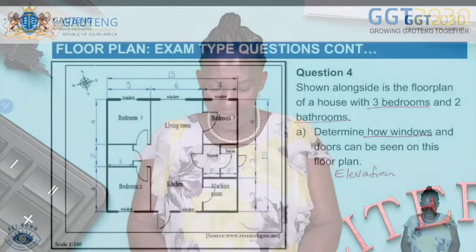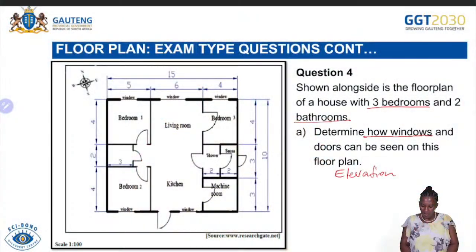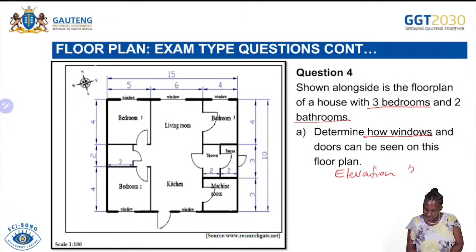Welcome back, boys and girls. Let's do this question so that even when we come across floor plans in our exam, we are ready. We know what is happening. So now it says, determine how the windows and doors can be seen on this floor plan. It can be seen through what? Through the elevation plan.